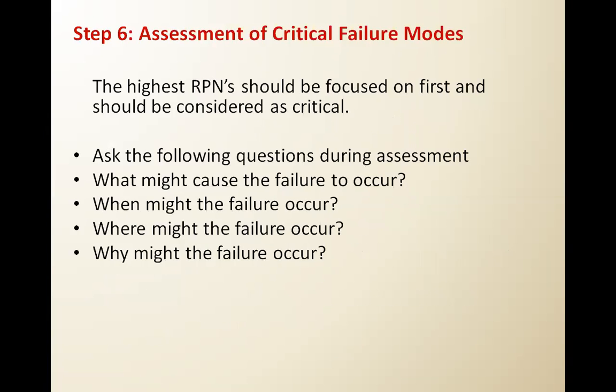Then the next step is the assessment of critical failure modes. The highest RPNs should be focused on first and should be considered critical. Ask the following questions during the assessment. What might cause the failure to occur? When might the failure occur? Where might the failure occur? Why might the failure occur? We have to ask these questions: why, where, and when. If we get the answers, we can assess the critical failure modes.